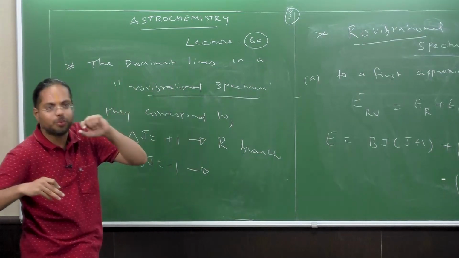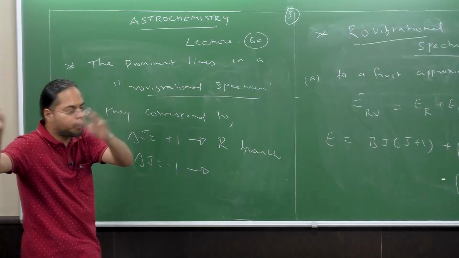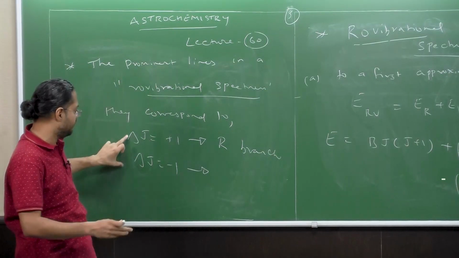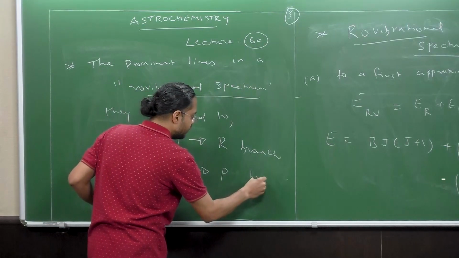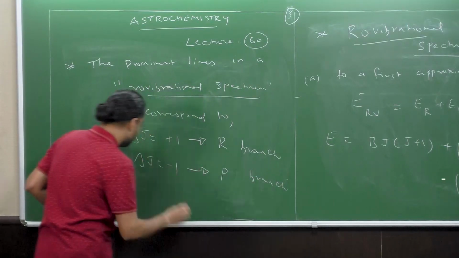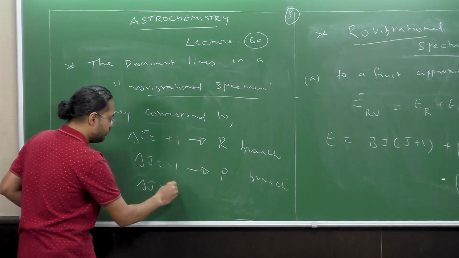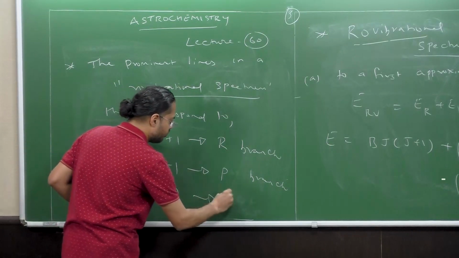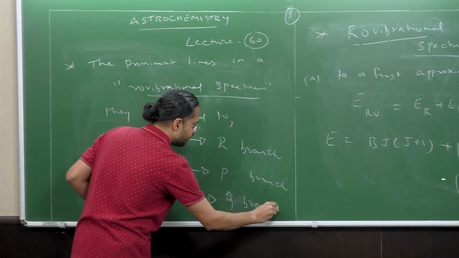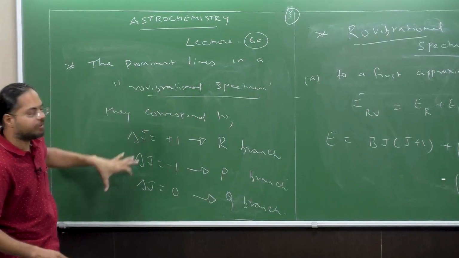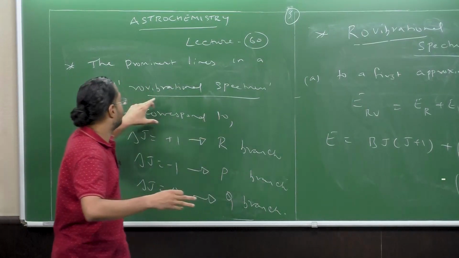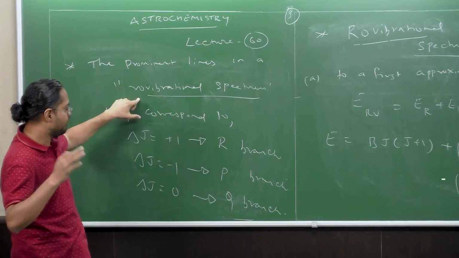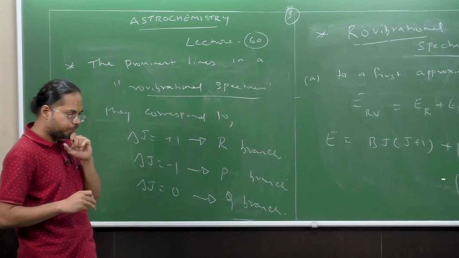So please go back to the module on rotational spectroscopy for these things. Okay, this is what is called my P branch, and delta J equal to 0 is what is called the Q branch. So these are the different types of lines that you would get in a vibrational spectrum, which is also rotationally resolved. Okay. Now, note one point though.